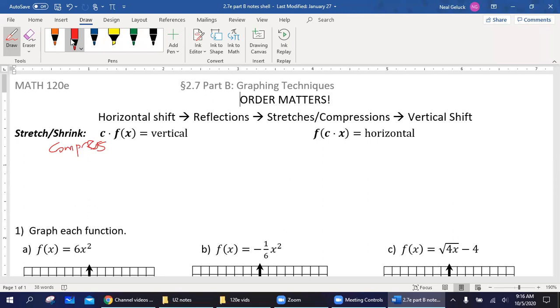We have two versions of this. So we have a vertical and a horizontal. Vertical is if we're multiplying the function by a constant on the outside. There are two options here. If the absolute value of c is bigger than 1, then it's going to be a stretch.